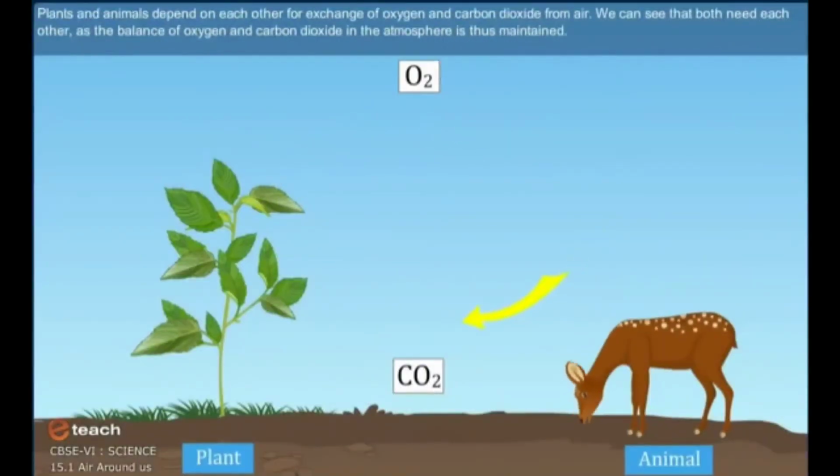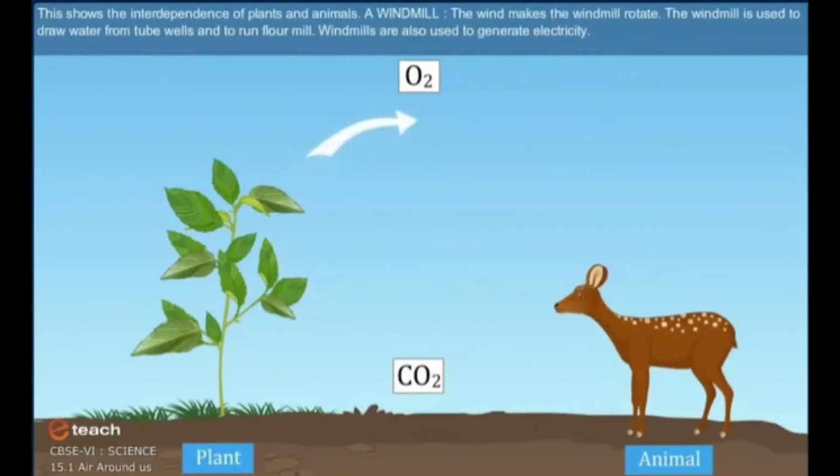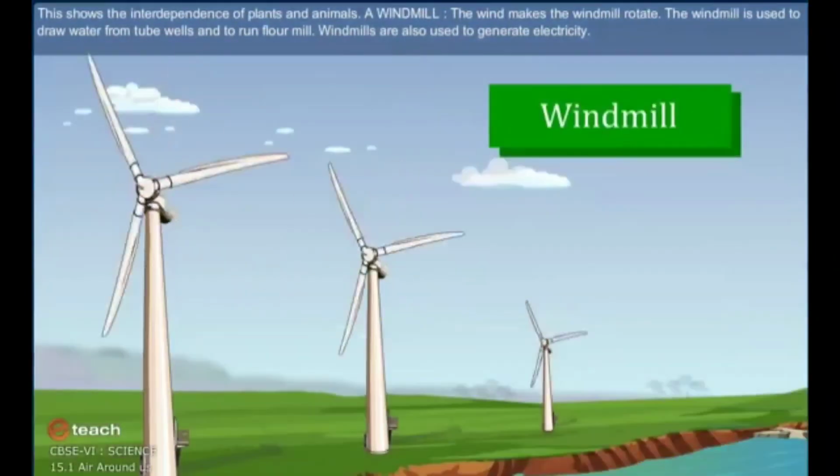Plants and animals depend on each other for exchange of oxygen and carbon dioxide from air. We can see that both need each other, as the balance of oxygen and carbon dioxide in the atmosphere is thus maintained. This shows the interdependence of plants and animals.